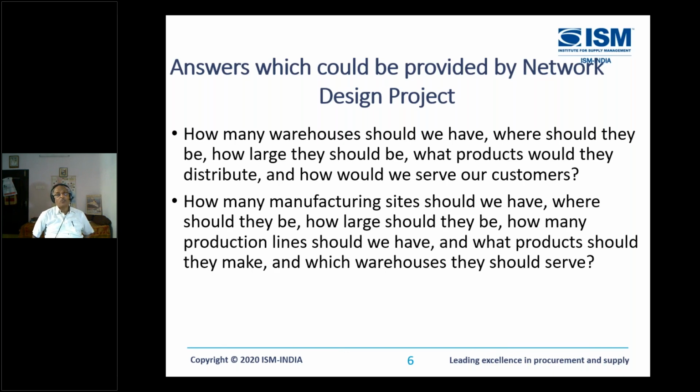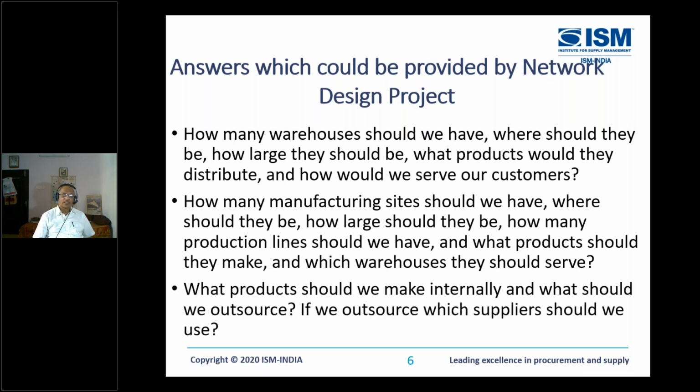Secondly, how many manufacturing sites should we have? Where should they be? How large should they be? How many production lines should we have? And what products should they make and which warehouses they should serve? Thirdly, you must know what products we are making internally and what we are offshoring or outsourcing. If we outsource, then which suppliers should we use?